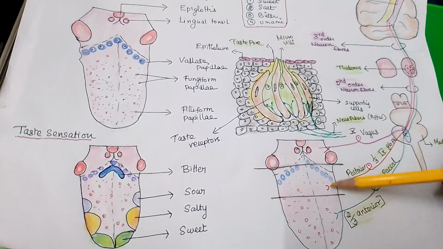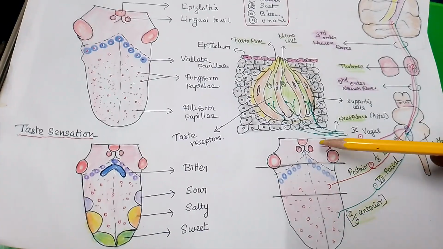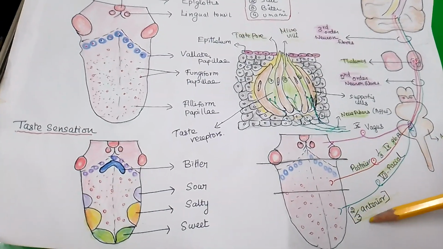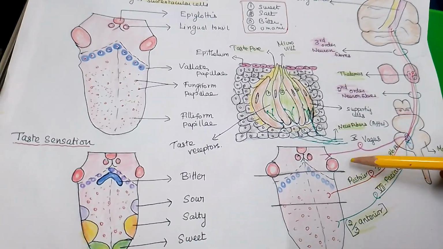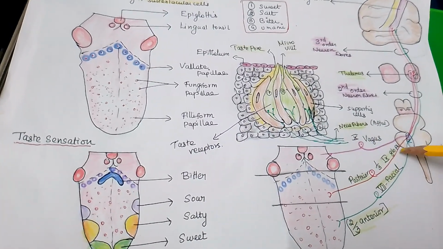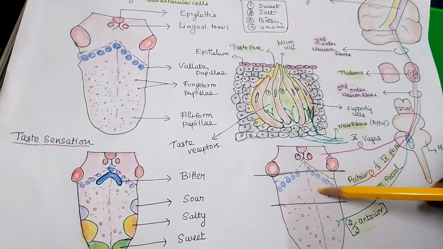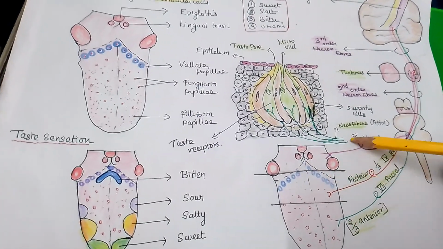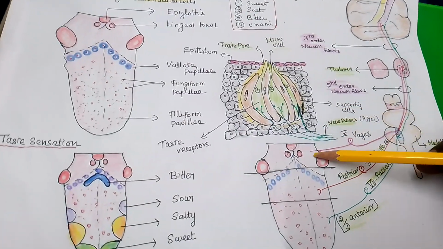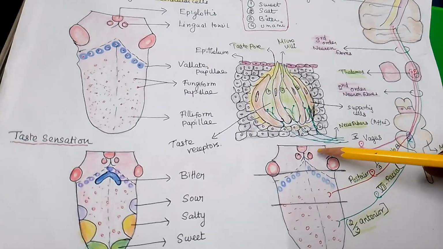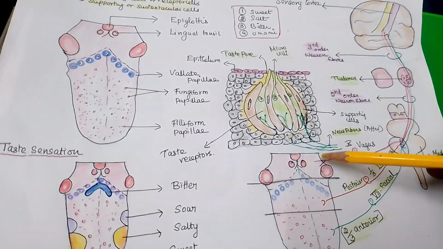So there are various areas here. This is the anterior, this is the posterior. The nerve supply of the anterior two-thirds is mainly by the facial nerve, and the posterior one-third by the glossopharyngeal nerve, also including the circumvallate papillae area. And the posterior side is supplied by the vagus nerve. The remaining part, the epiglottis and pharynx, all comes under supply by the vagal nerve.